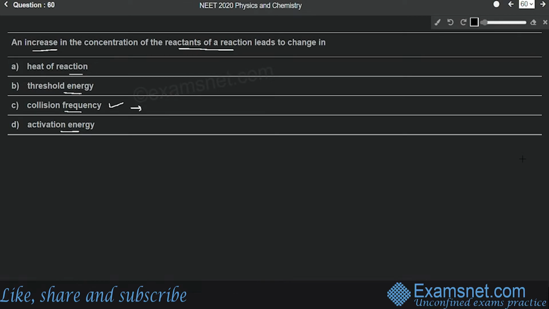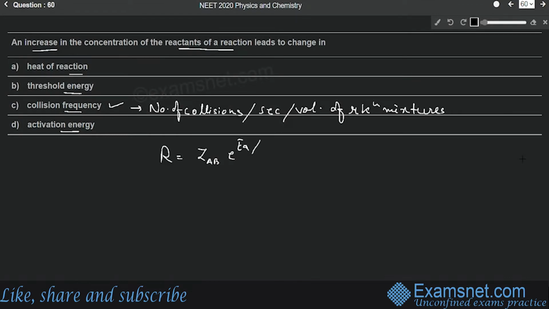What is collision frequency? It is the number of collisions per second per unit volume of the reaction mixture. So when the amount of reactants is increased, then the number of collisions will also increase. So this is the correct option, and we can also represent rate of a reaction in terms of collision frequency. It is given as ZAB into e to the power -Ea by RT, where ZAB is the collision frequency and A and B are the reactants.